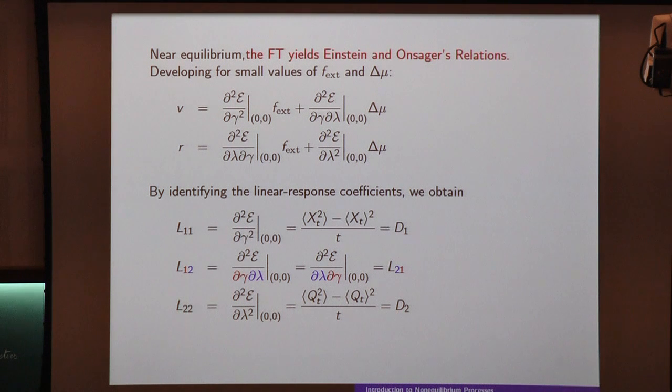Yes? And now there is a miracle, because now I'm close to equilibrium, but I'm doing nothing but linear response. And see what happens. The off-diagonal terms have to be equal because they're just second derivatives with respect to lambda and mu. So the Onsager relation is nothing but the Schwarz identity: d/dx d/dy is d/dy d/dx. It comes from nothing.